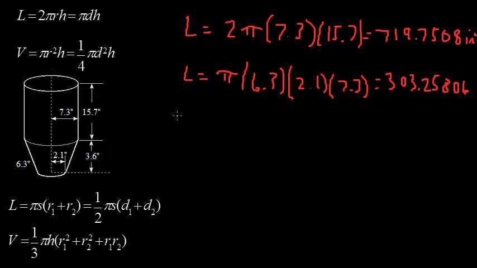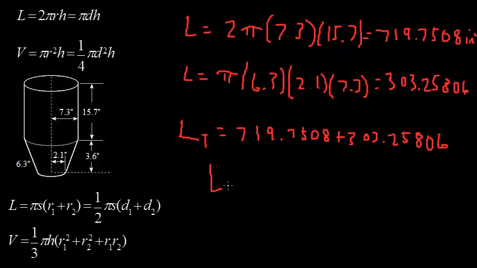So to find the total lateral surface area, we have L, we'll call that LT for total lateral surface area. We just have to add these together, 719.7508 plus our 303.25806, and our total lateral surface area is 1023.00886, and that is inches squared. So that is our lateral surface area.